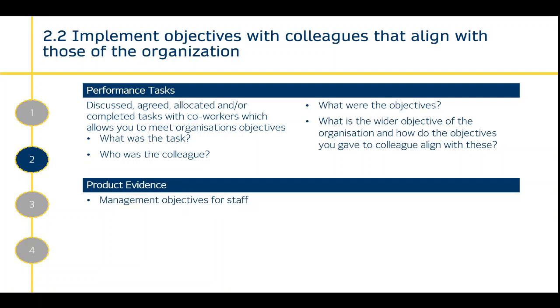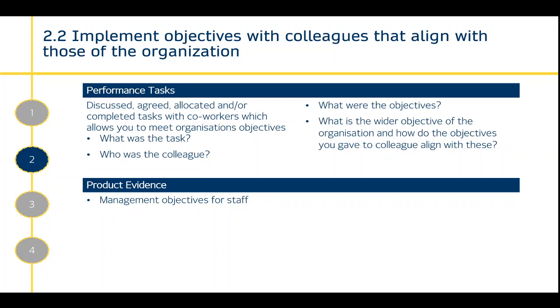So for performance tasks, reflect on a time you have discussed, agreed, allocated and or completed tasks with co-workers, which allows you to meet your organisation's objectives. What was the task? Who was the colleague? What were the objectives? And what is the wider objective of the organisation? And how do these objectives you gave your colleague align with these wider organisational objectives?